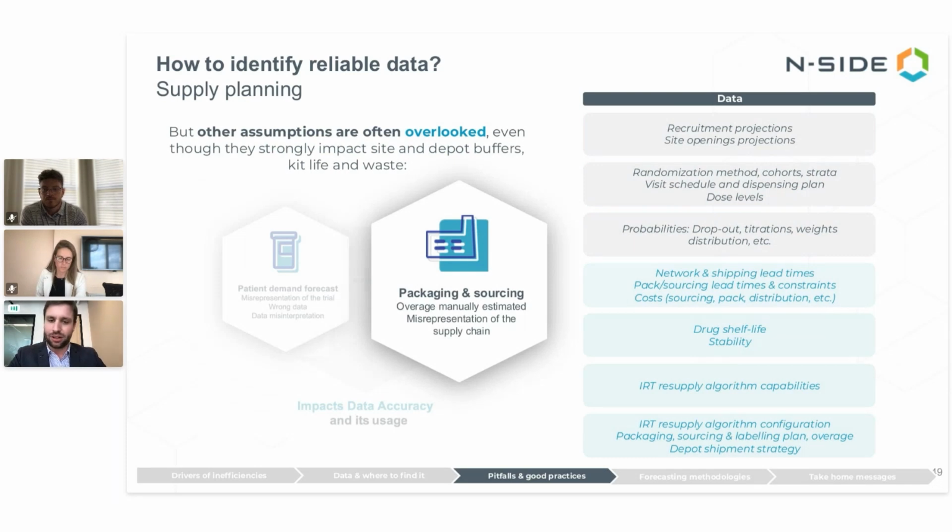So here we will show you other examples of assumptions that are not always considered in the forecast. And the objective is to show you that, depending on the value that you have for these parameters, the forecast could be totally different.